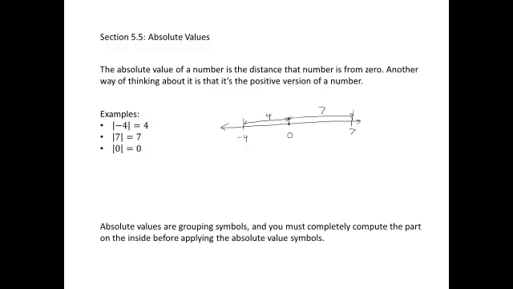Absolute values are grouping symbols, and so you must completely compute the part on the inside before applying the absolute value symbols. Example, compute the absolute value of 5 minus 11, indicating the steps. These absolute value signs act like grouping symbols, so we have to do the inside of it first.